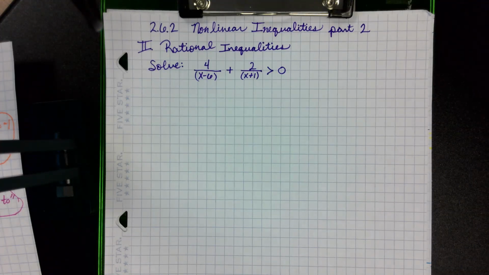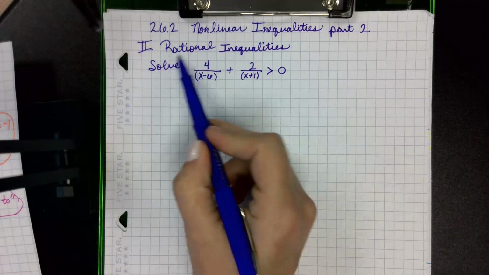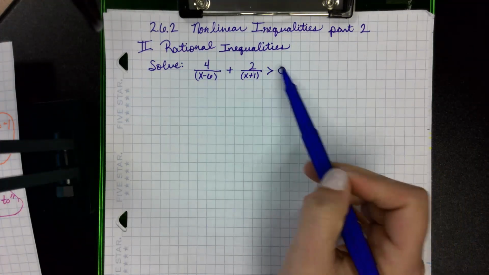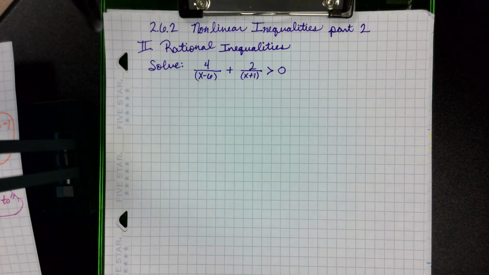All right, so it's day 2. It's our last part, part 2, rational inequalities. So we have this inequality here, but it's a rational inequality. So with solving inequalities, we follow the 4 steps I gave you last time: set to 0, factor to get your critical numbers, place your critical numbers on a number line, and test the values to satisfy the inequality.